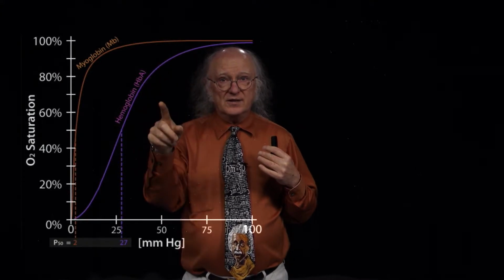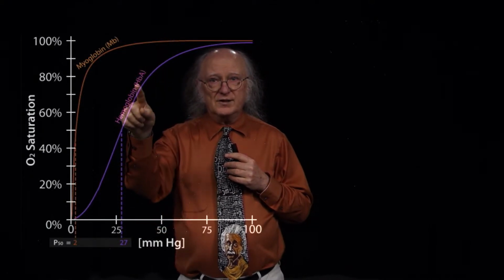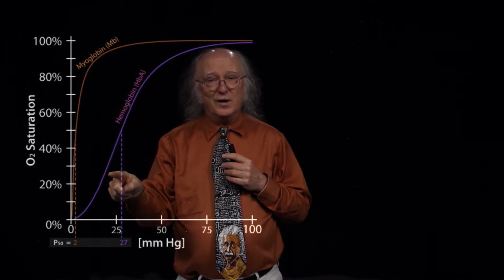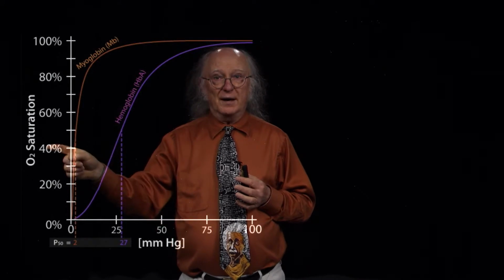And as it gets out to the tissues, what happens to the oxygen concentration? Well, it starts falling. And what happens to the percent saturation of hemoglobin? It starts falling as well, meaning that at lower oxygen concentrations, hemoglobin is letting go of oxygen, whereas myoglobin is holding on to it pretty tightly.